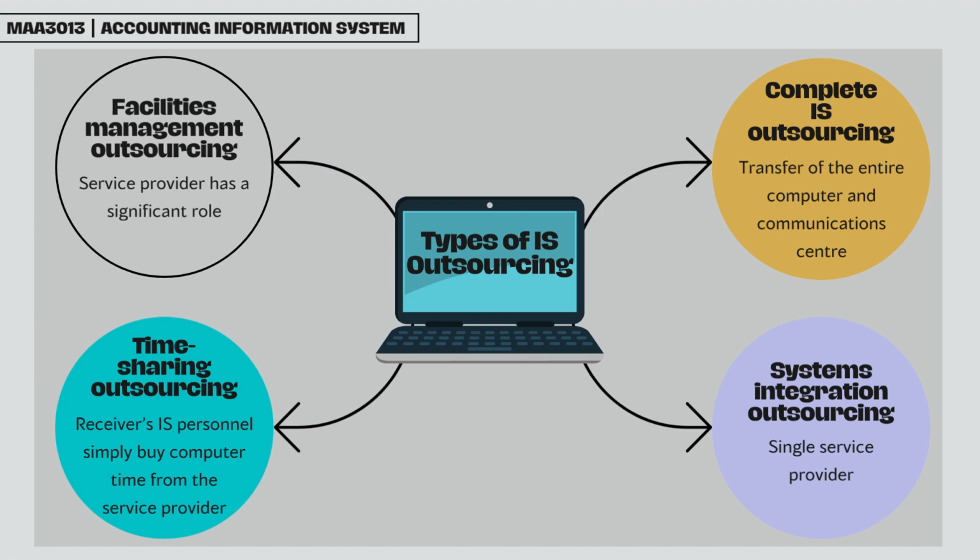Next, time sharing outsourcing. In this type of outsourcing, the receiver's IS personnel simply buy computer time from the service provider in order to perform the relevant tasks. And the last one is systems integration outsourcing. A single service provider is contracted to manage the installation and operation of the integrated systems, and the system integrator assumes the overall responsibility for the quality and performance of the multi-vendor environment.